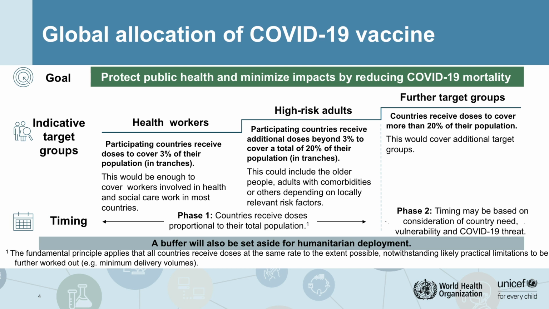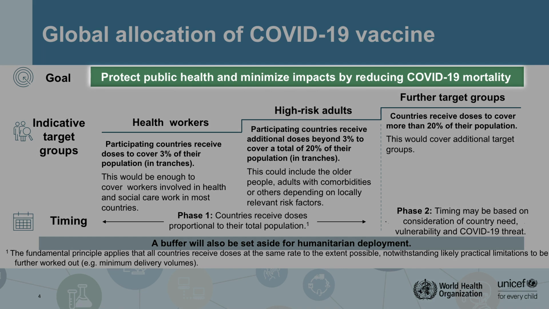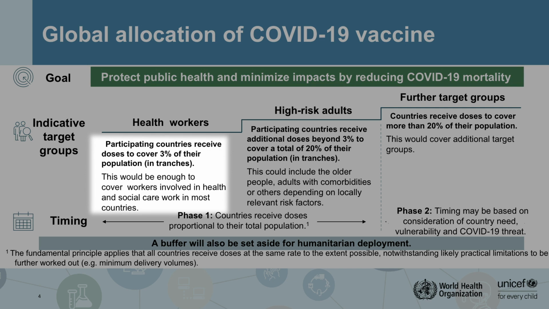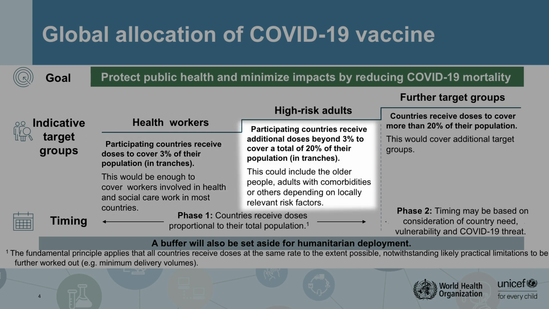The goal of the global allocation of COVID-19 vaccines through COVAX is to protect public health and minimize impact by reducing COVID-19 mortality. In order to do this, in Phase 1 of vaccine allocation, participating countries will receive doses in tranches to cover 3% of their population. This amount was agreed to in order to allow enough vaccine to cover health workers in most countries. More doses in tranches to cover an additional 17% of participating country populations will then be delivered.